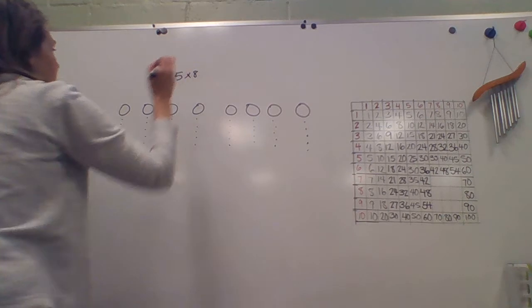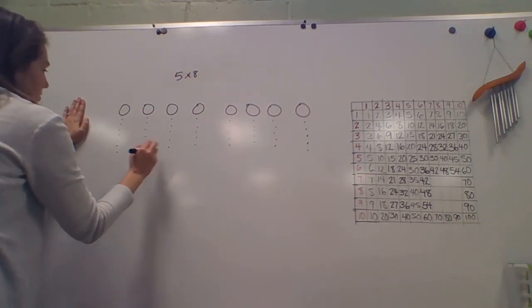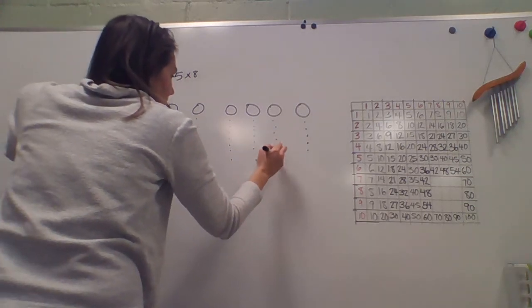5 times 8. But then I'm also going to give my friends 2 more crackers each. 1, 2, 1, 2, 1, 2, 1, 2, 1, 2, 1, 2, 1, 2, 1, 2.